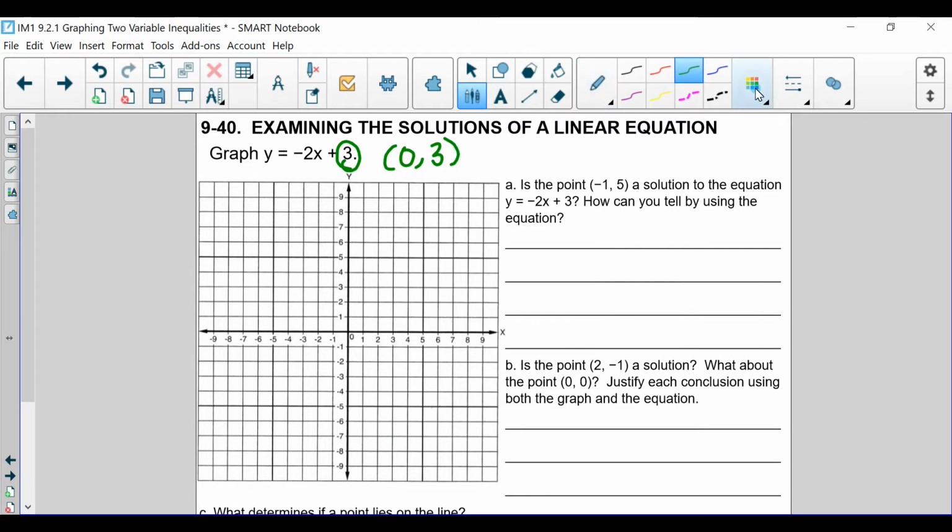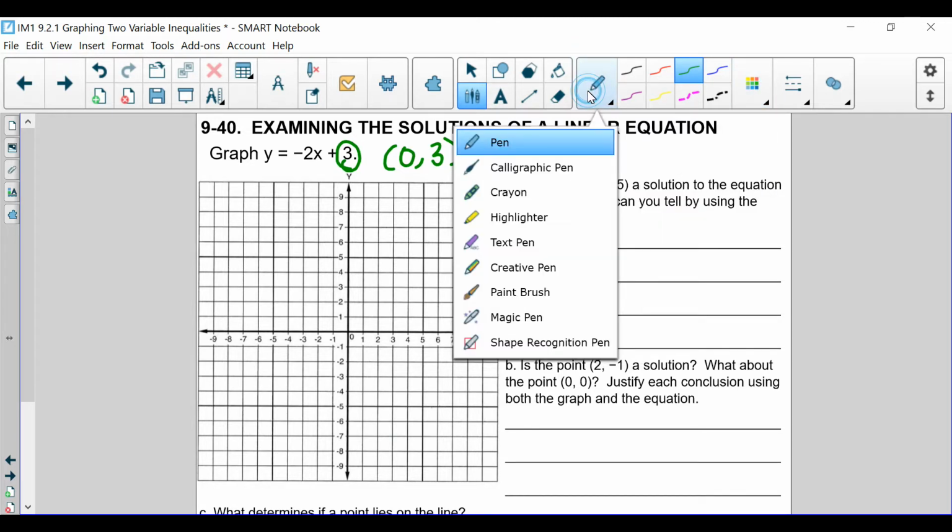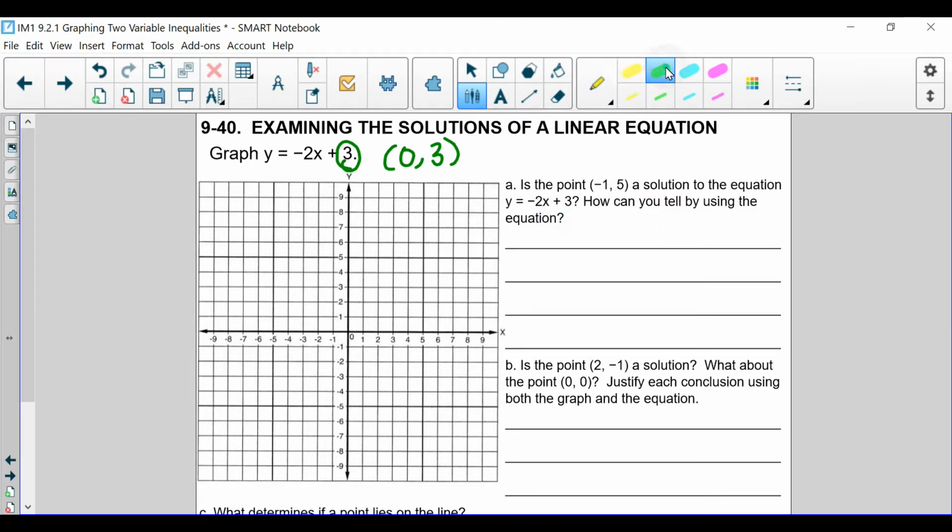And the y-intercept is located where? Remember, we're going to highlight the y-axis. And where is it located? It's located at 0, 3. Where is 0, 3? 0, 3 is here.